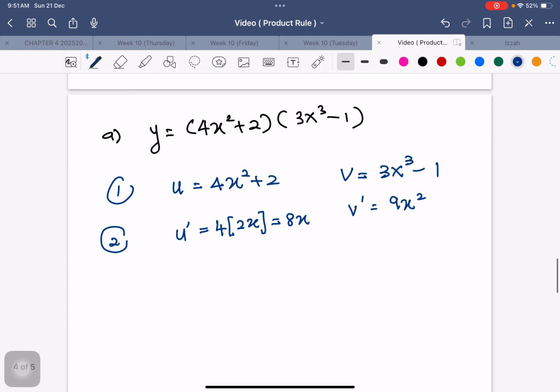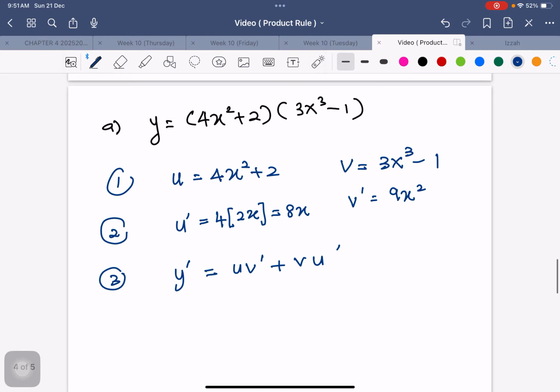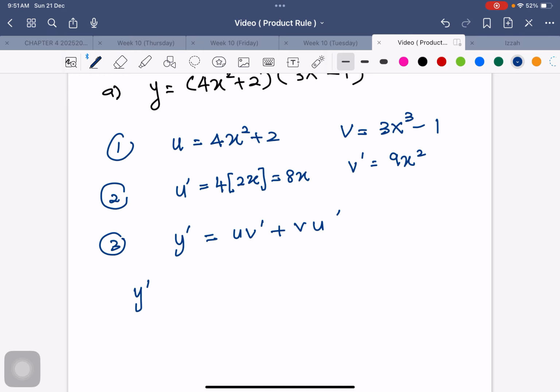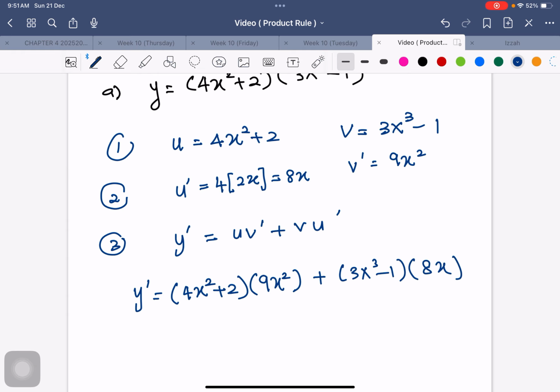Okay, so the next step adalah apply into formula. So y prime is equals to u v prime plus v u prime. Okay, so substitute. So what is your u? 4x squared plus 2, v prime is 9x squared plus v, 3x cubed minus 1, multiplied by 8x.